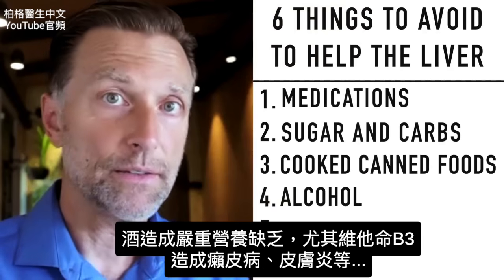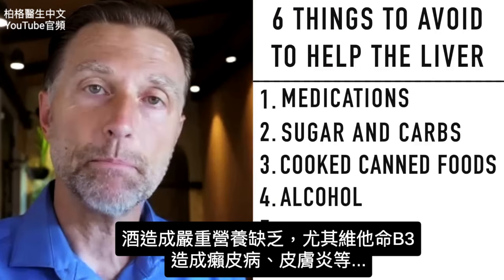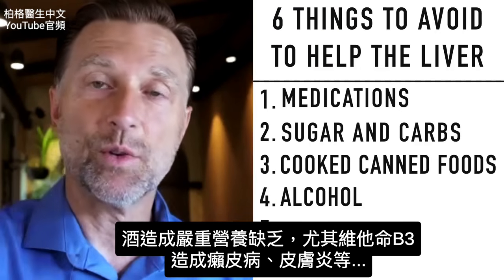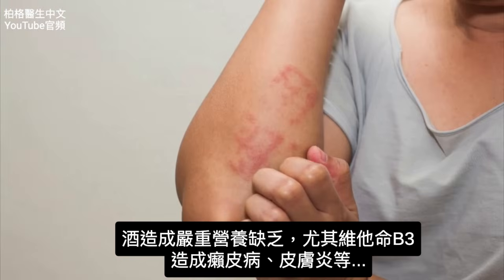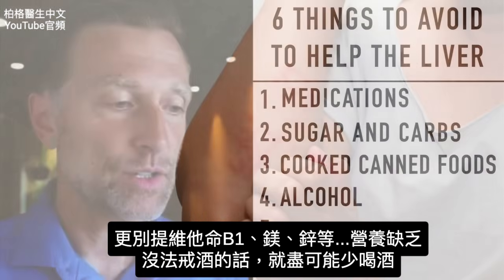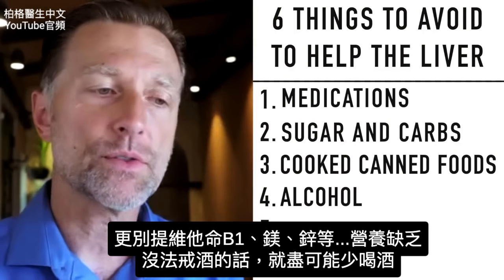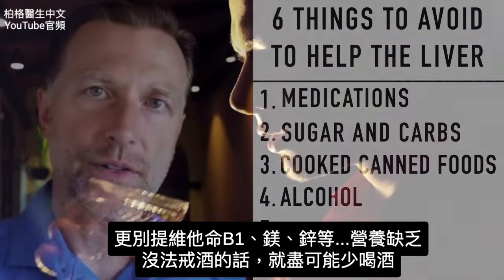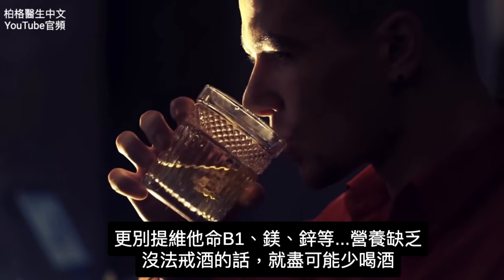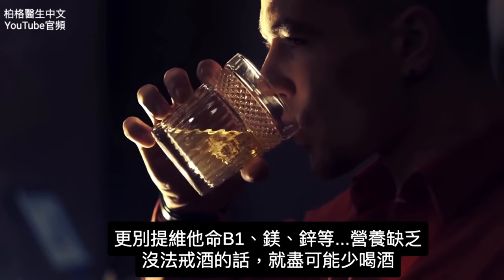Alcohol creates a lot of deficiencies, especially vitamin B3, which relates to pellagra-like symptoms, which is dermatitis, a lot of skin issues, not to mention B1 deficiencies, magnesium deficiencies, zinc deficiencies, all sorts of nutrient deficiencies. So if you can't completely give up alcohol, reduce it as much as you can.